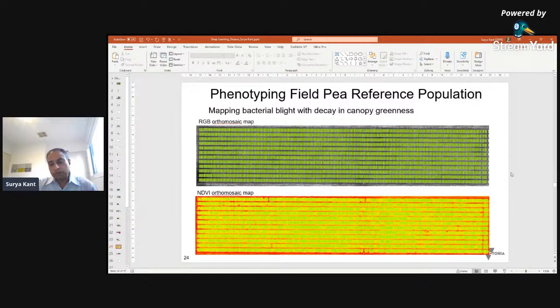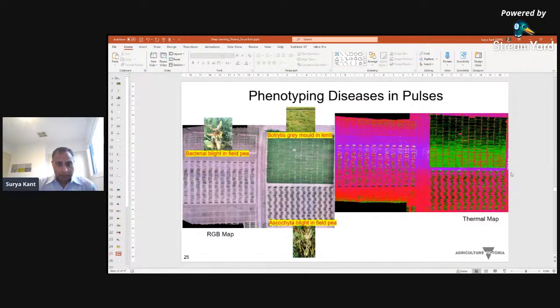Instead of taking scores, we were able to estimate how the decay in crop greenness was correlated with the bacterial blight score. So that was quite an efficient, nice approach. And here there are three other disease examples: bacterial blight in field pea, botrytis gray mold in lentil, and ascochyta blight in field pea. Again, this is a thermal map.